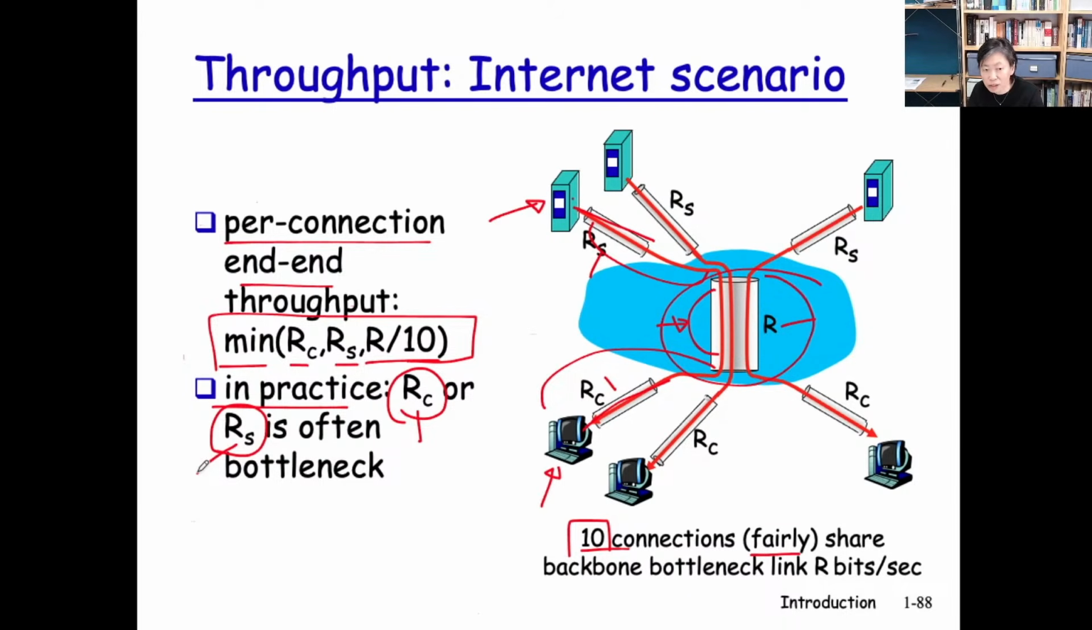But occasionally, you might also see, when the network is really congested, that R is not quite enough to allow all the connections demanding services.